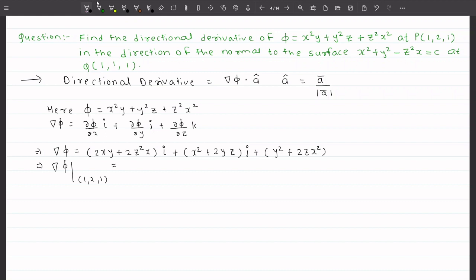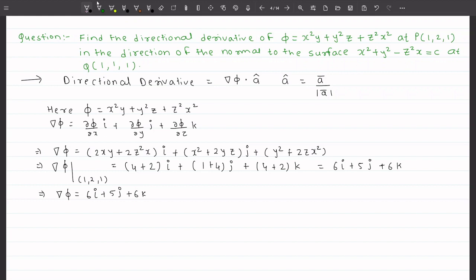Now we need to calculate gradient of phi at the given point (1, 2, 1). So x's value is 1, y's value is 2. So it is 4 plus 2 into 2, 2 into 1 squared into 1. So it is 2, correct? Iota plus x² is 1 plus y into z is 2 into 2, 4, j plus y² is 4 plus 2 k. So it is 6i + 5j + 6k, right? So gradient of phi is 6i + 5j + 6k.